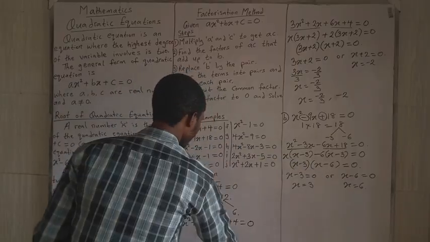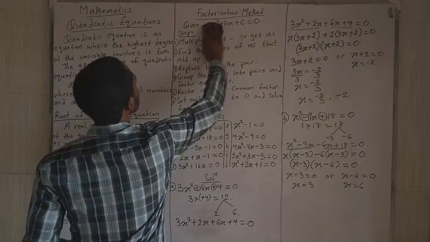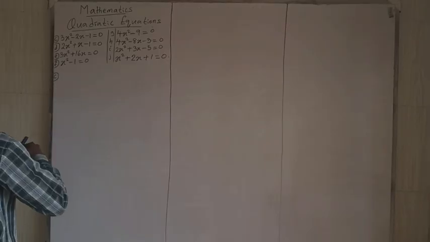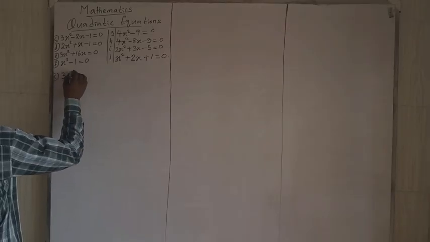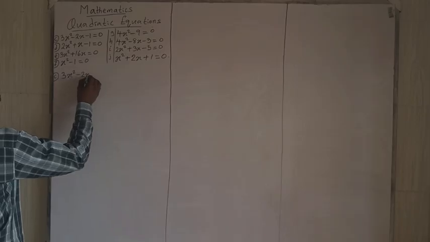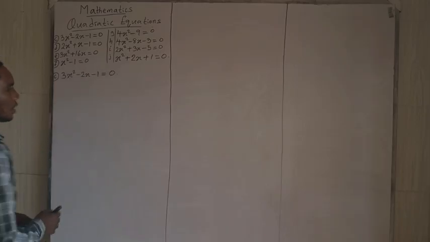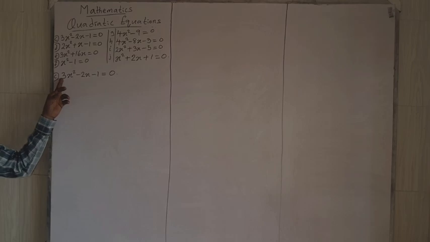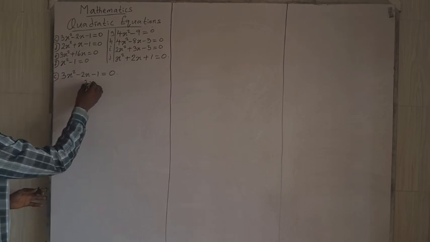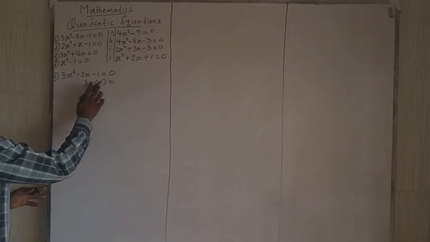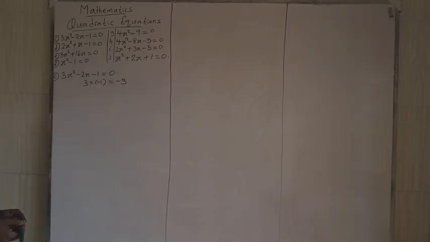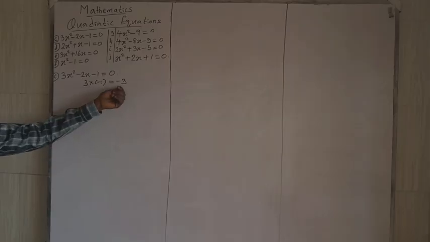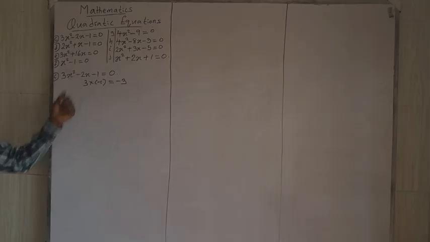The next example. The next question is 3x squared minus 2x minus 1 equals 0. First step, multiply the coefficients of x squared and the constant together. So we have 3 multiplied by minus 1, and that is minus 3. Find the pair of factors of minus 3 that add up to minus 2.